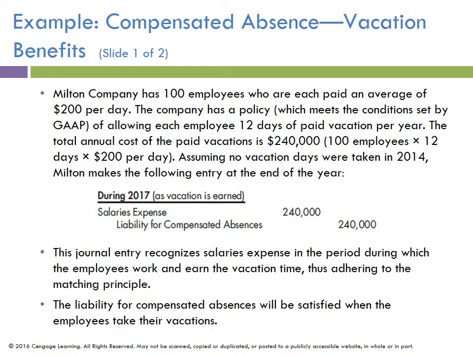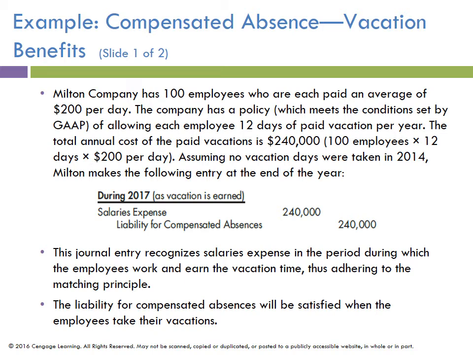Assuming no vacation days were taken, in 2017, Milton makes the following entry at the end of the year. Debit salaries expense, because we recognize it the year it is earned, $240,000. Credit liability for compensated absences, $240,000.